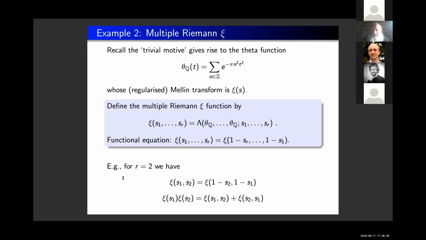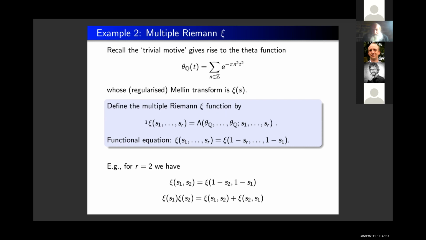Okay, so modular forms were maybe tricky, so let's step back a bit and go back to the trivial motive and see what this definition gives. And already it's surprisingly interesting. So I remind you that the trivial motive, which is just a point, it's got no geometry at all, a point already generated the Riemann zeta function. And the inverse Mellin transform of the Riemann zeta function was this Jacobi theta function. Okay. So let's take iterated Mellin transforms of this Jacobi theta function.